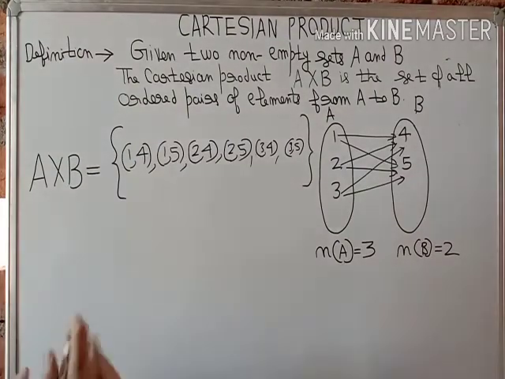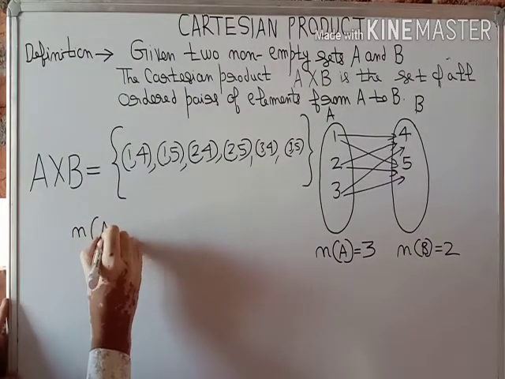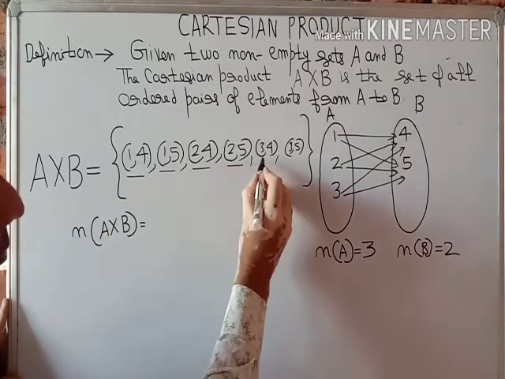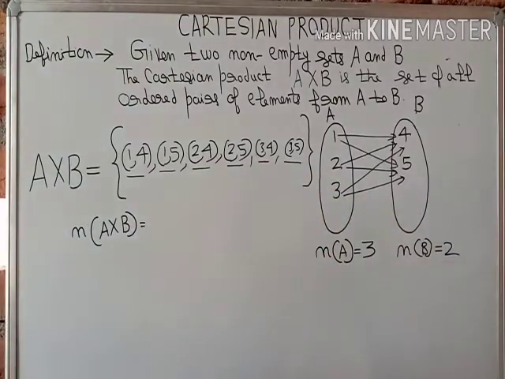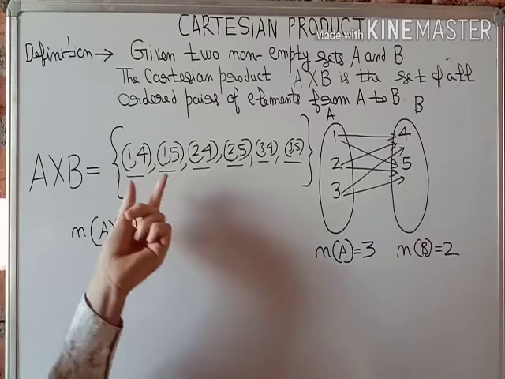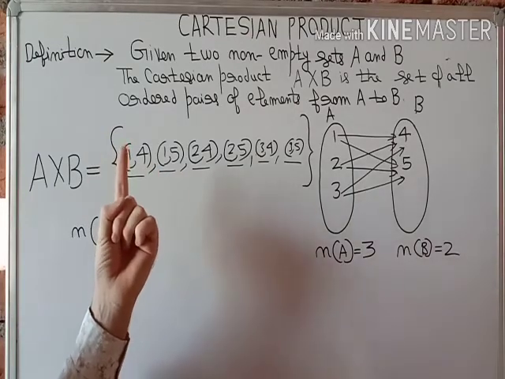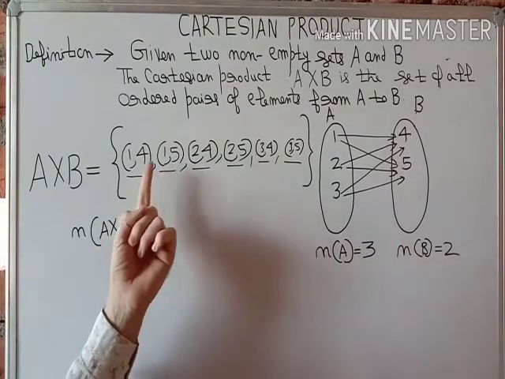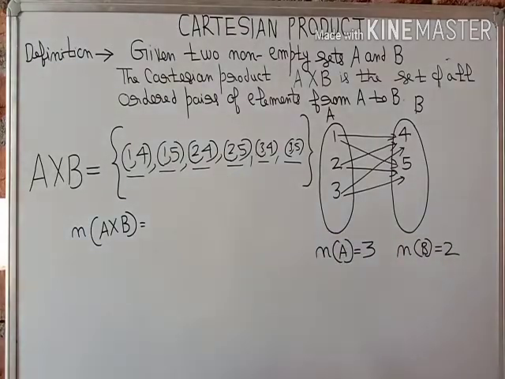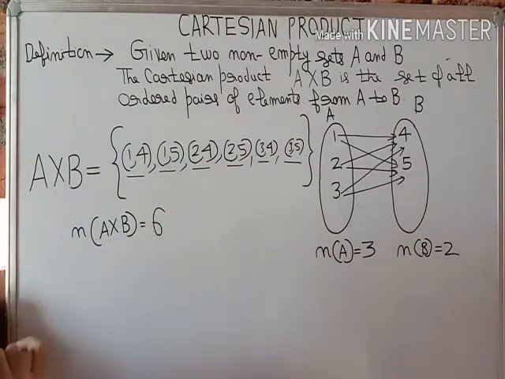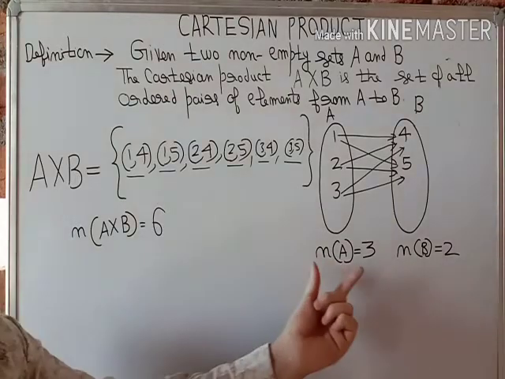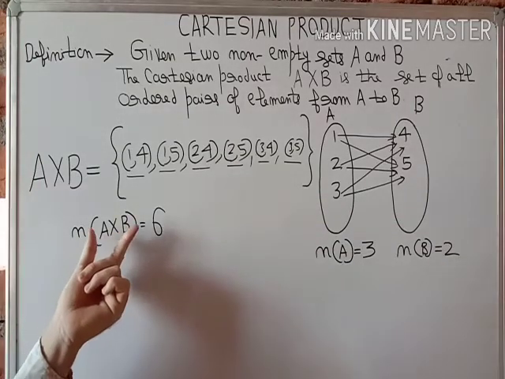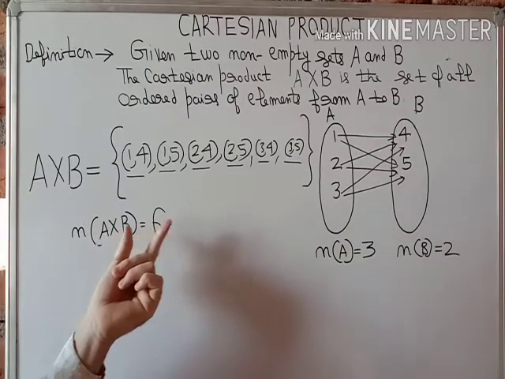And if I ask you how many elements are in their cross product, 1, 2, 3, 4, 5, 6. Each ordered pair is considered one element in the Cartesian set. So there are 6 elements. Did you observe one thing? Set A has 3 elements, set B has 2 elements, and the number of elements in their Cartesian product set is 6.